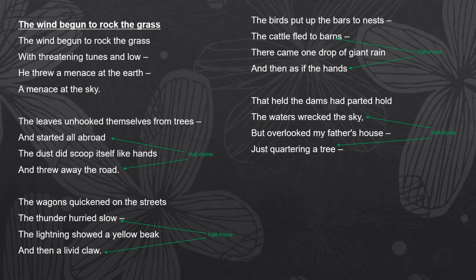So the first thing to look at in terms of structure is the use of half rhyme through the poem. Now we'll see that it is used in the second stanza with abroad and road, slow and claw in the third stanza, barns and hands in the next stanza, and sky and tree in the final stanza. Now remember, half rhyme is a rhyme that doesn't quite rhyme perfectly, but it's got a very similar sound to it.